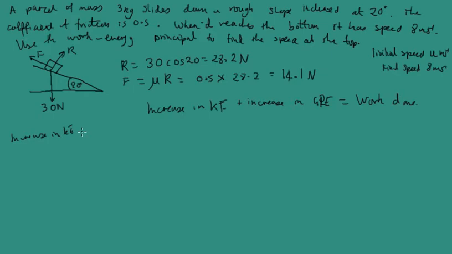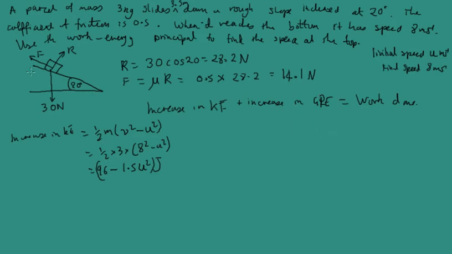So the increase in kinetic energy is going to be half m times v squared minus u squared, which is going to give us half times 3 times 8 squared minus u squared, which will be 96 minus 1.5 u squared joules. I forgot to write, it slides 3.5 meters down the slope.